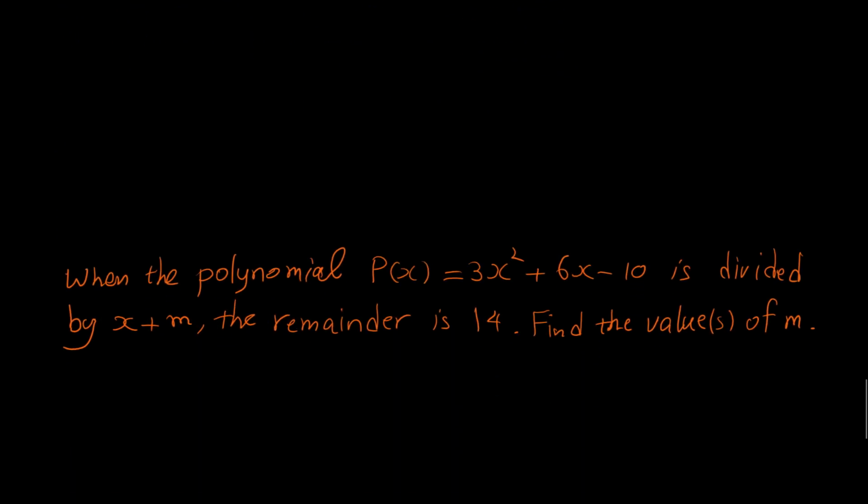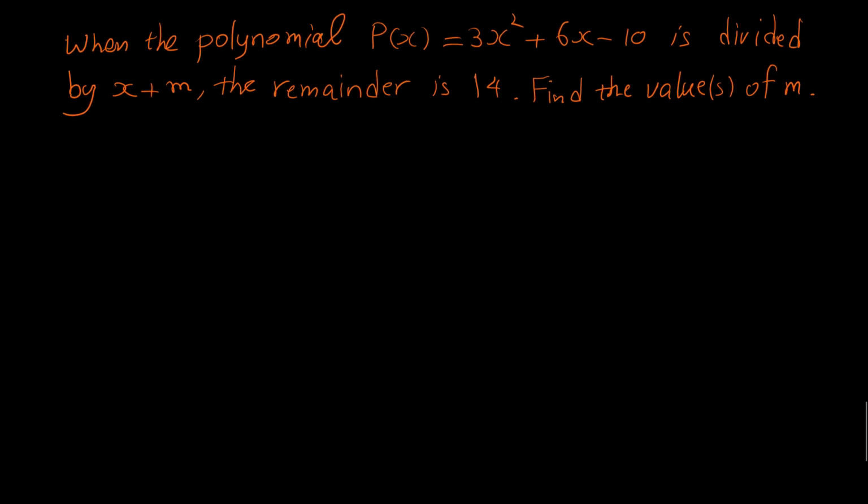Let's look at the next question. When the polynomial p of x, given by this equation 3x to the 2 plus 6x minus 10, is divided by x plus m, the remainder is 14. Find the value or values of m.